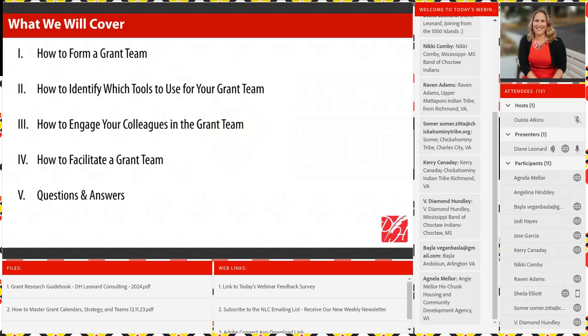Now, as you can see on your screen, we have our agenda for today laid out. We are going to talk about forming a grant team. We're going to look at tools that can help us with our team, how it is throughout the application process that we can engage different colleagues in the process along the way, and we'll look at facilitation techniques related to grant teams.